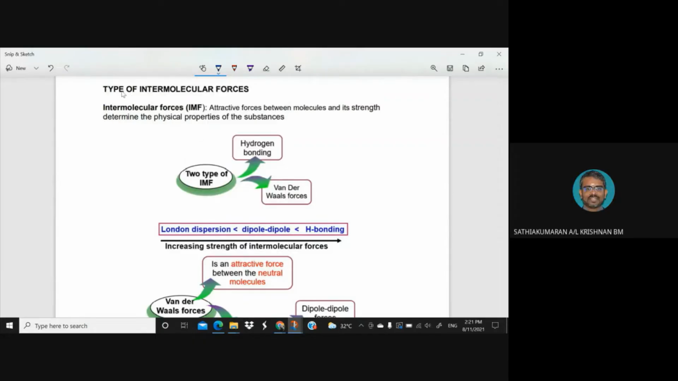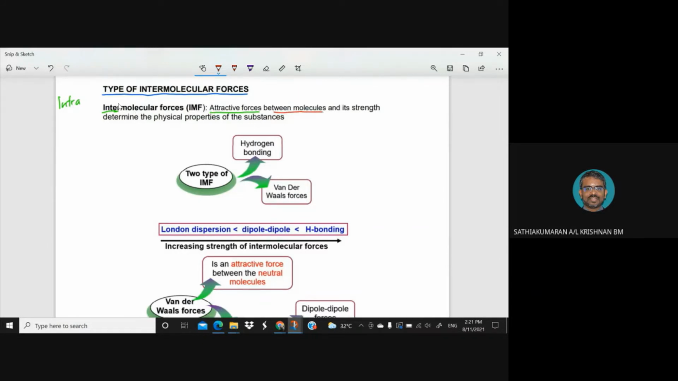So now we want to study types of intermolecular forces. Before that, what are intermolecular forces? You see here, inter. We have intra also. Now what is the meaning of intermolecular forces? IMF, the short form is IMF. Attractive forces between molecules.